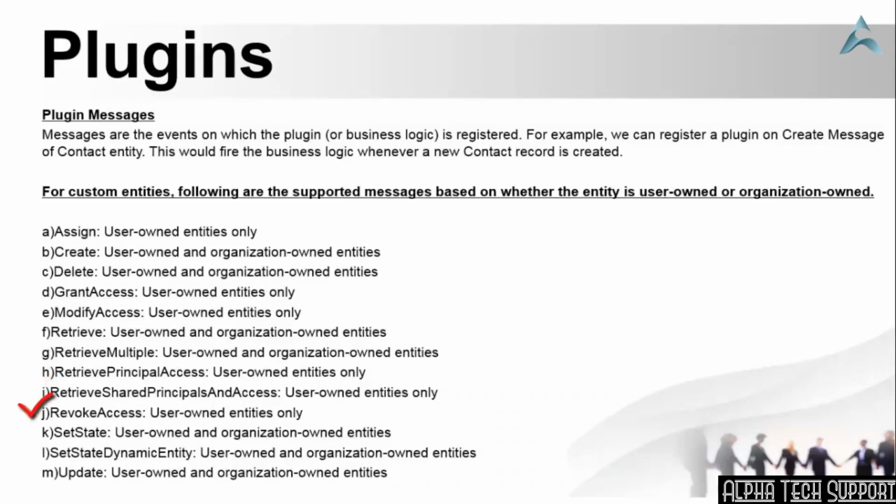Then there is revoke access. You can revoke someone's access, so it becomes a user-owned entity only. Then there is set state. Here you can use user-owned and organization-owned entity. Then there is set state dynamic entity. You can use user-owned and organization-owned entity. And finally, there is update, for user-owned and organization-owned entity. So update is again, you can update something, either a user-owned entity or an organization-owned entity.